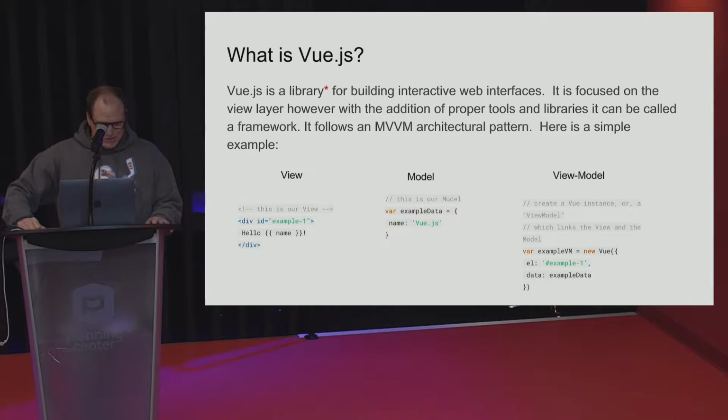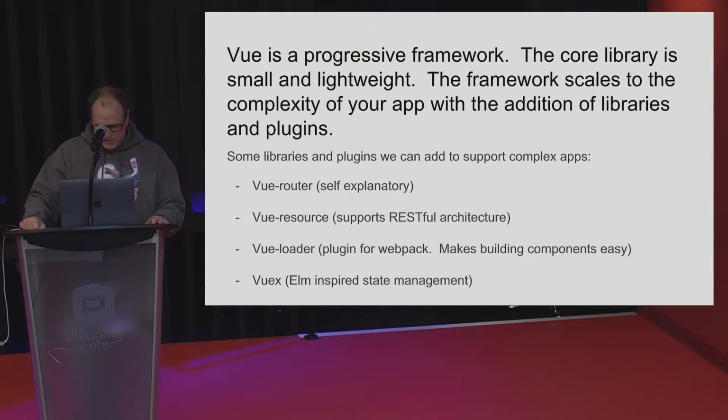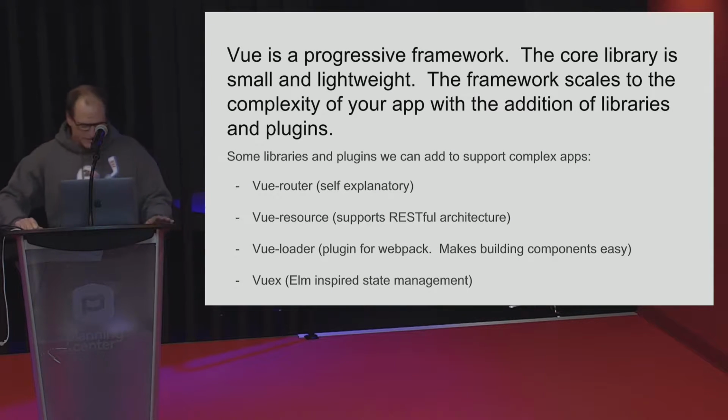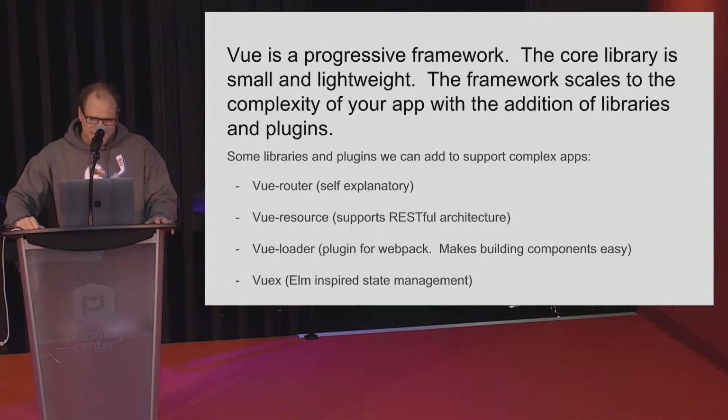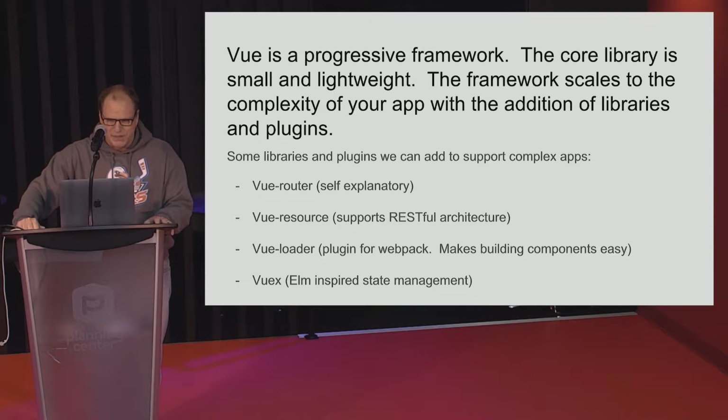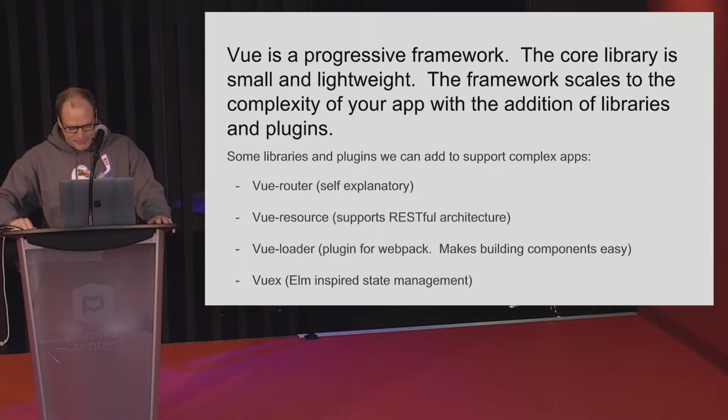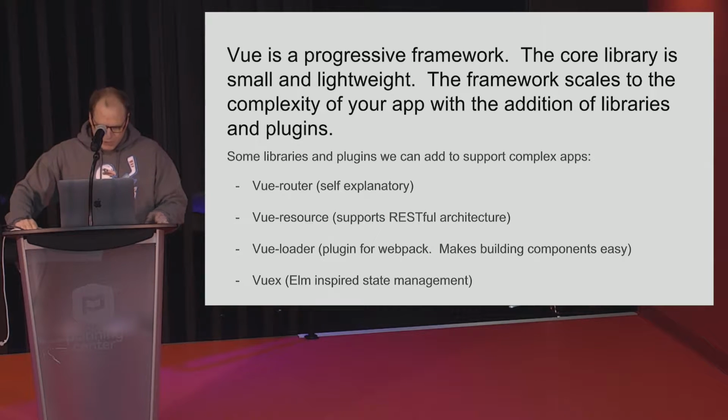It follows the model view model architecture pattern. It's very view layer oriented like React is. You'll notice that I put an asterisk next to the word library. That's because we are no longer calling it a library, we're now calling it a progressive framework. So what does that mean? The core library is very small and lightweight, and as your app grows in complexity, the framework grows in complexity as well as you add on additional libraries and plugins.